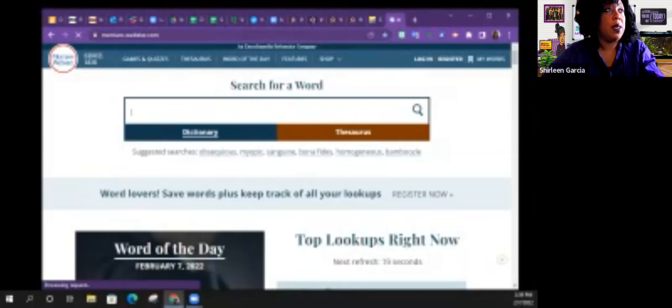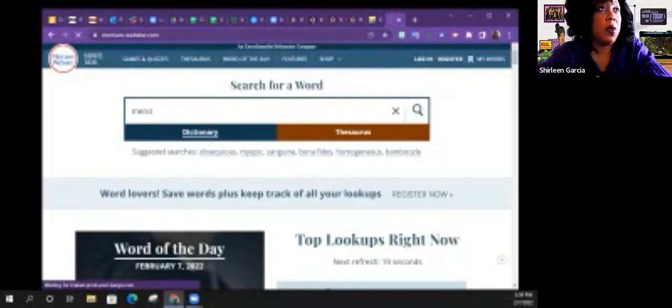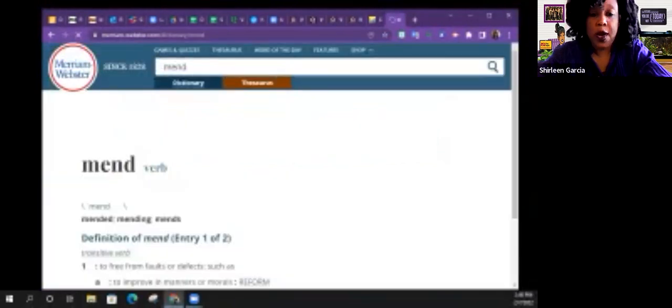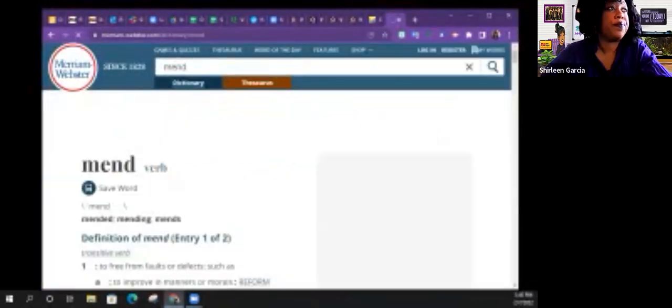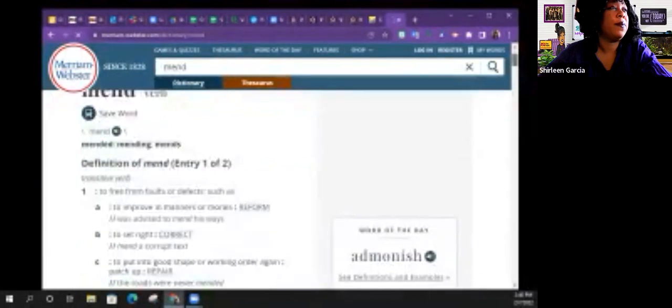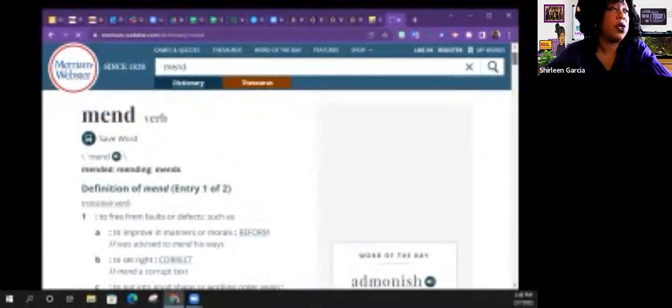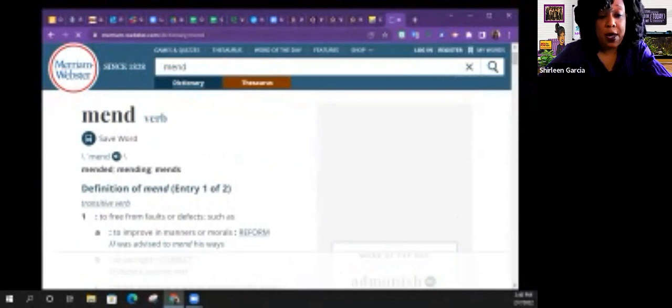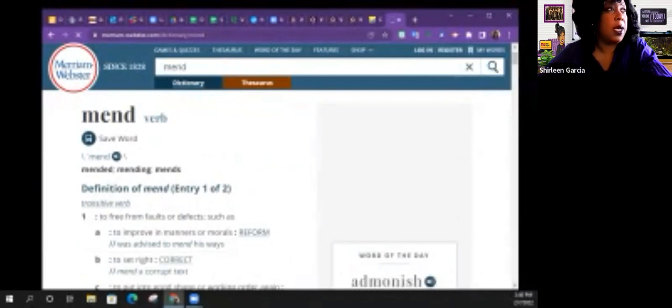All right, so let's type in the word mend and see how this version matches up to the one we saw on YouTube. It kind of looks the same, and I believe it was from a Merriam-Webster dictionary anyway. What's cool about this online that a book won't do for you is you actually get to press this speaker button.